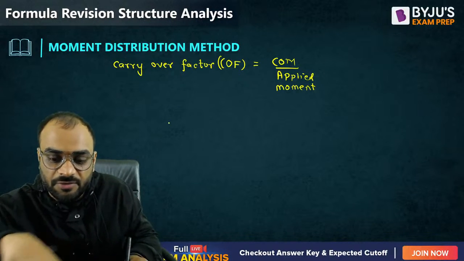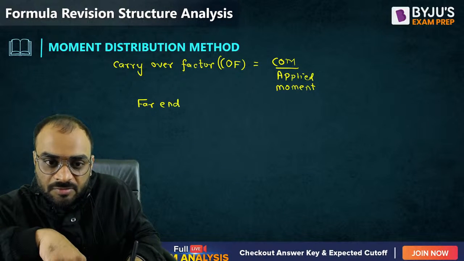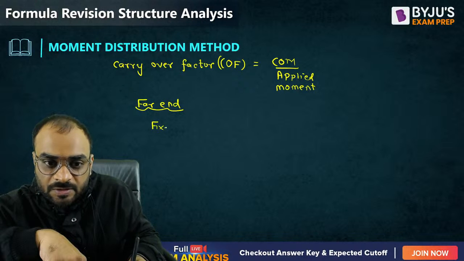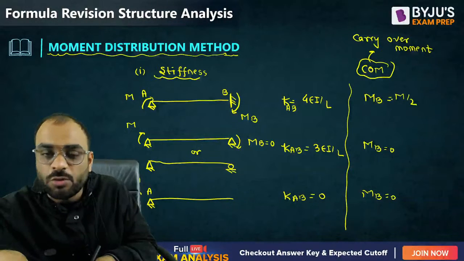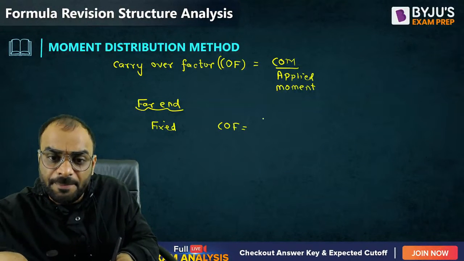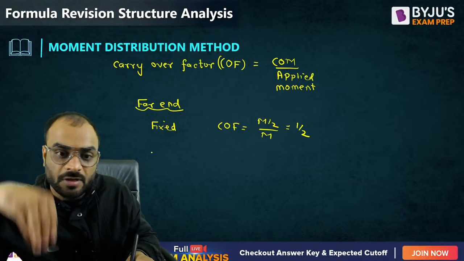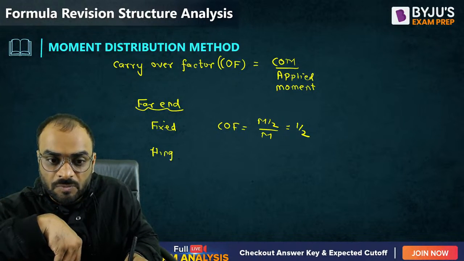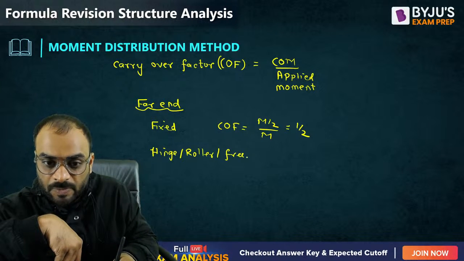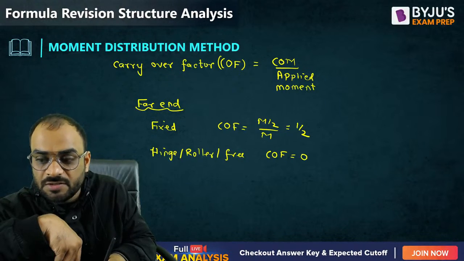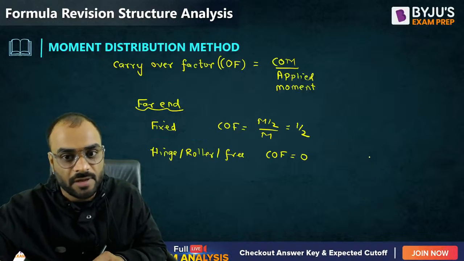Now tell me, if the far end is fixed, how much is the carry over moment? It is M by 2. So M by 2 divided by M, so the carry over factor will be half. If the far end is hinge or roller or free, then in that case the carry over factor will be 0, right? Why is it 0? Because the carry over moment is 0. That is the reason. Getting a point? Okay.